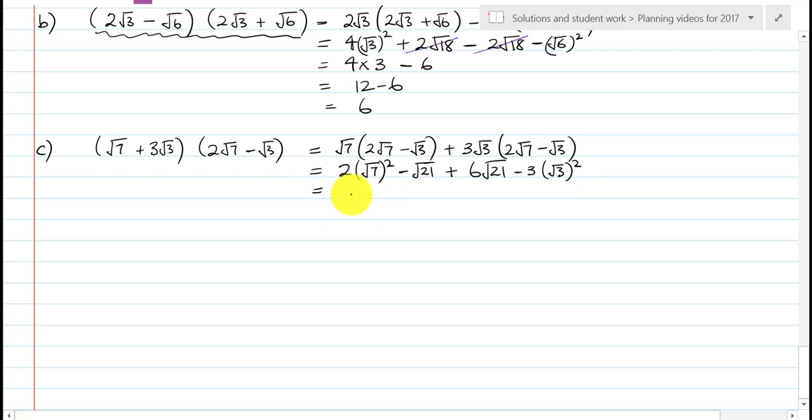Now, in the first term here, 2 times root 7 squared is just 2 times 7, which is 14, minus, now this root 21 is the same as this root 21 here, so I have negative root 21 plus 6 root 21, which gives me a total of 5 root 21. And then the last term is minus 3 times root 3 squared. Root 3 squared is 3, so it's minus 3 times 3, which is 9. And of course this gives me 5 plus 5 root 21. And there's my final answer.